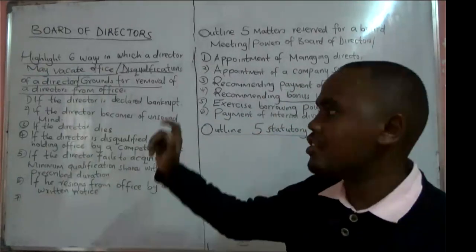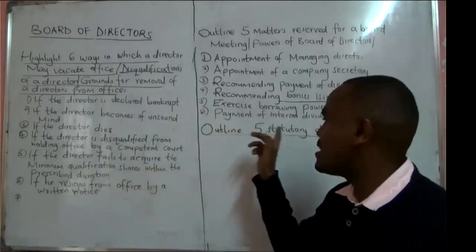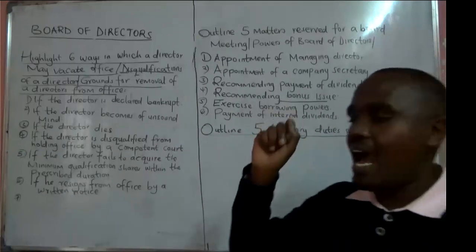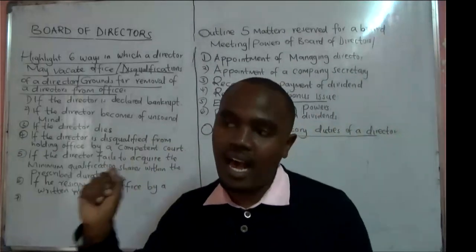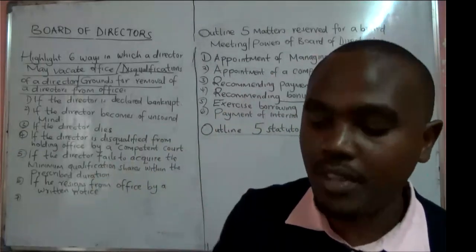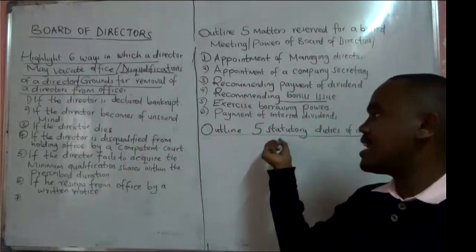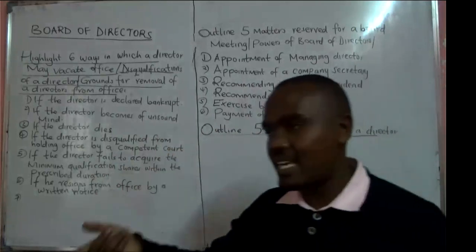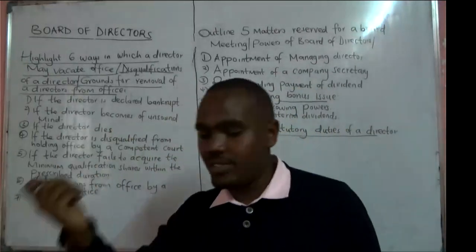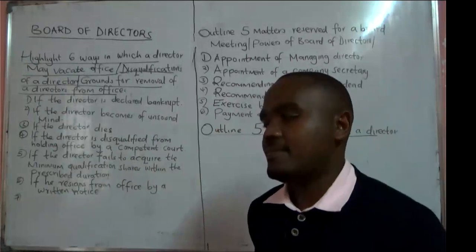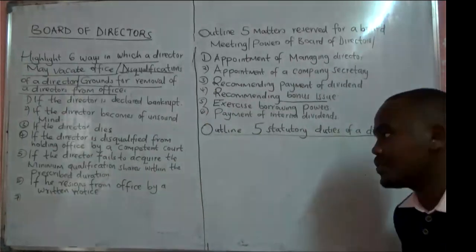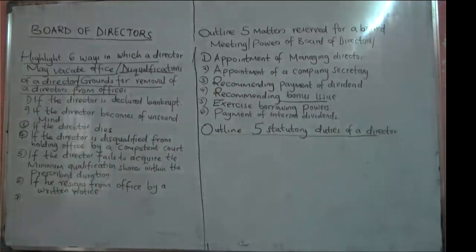But the common question in corporate governance is, what are the statutory duties? In other words, what are the duties of our directors as stated in the Companies Act 2015? It can also be asked as, outline the duties of our directors as enshrined in the Companies Act 2015. They are found in section 142 to section 147, which we can briefly talk of.